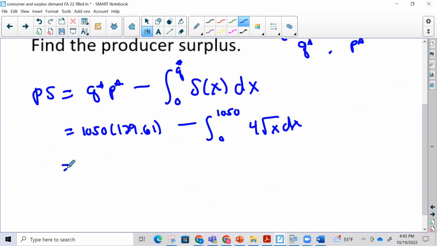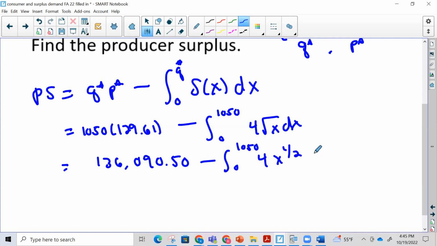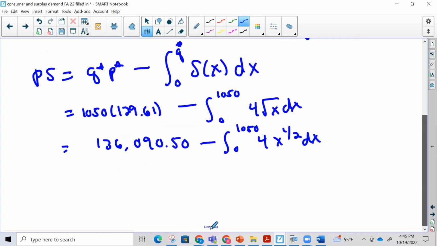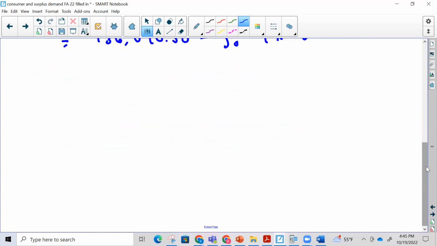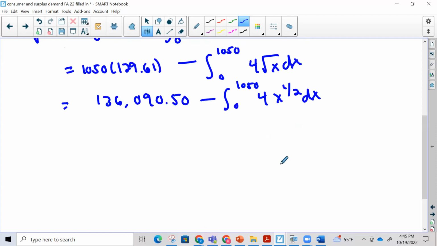So if I just get our area, 1050 times 129.61 gives us $136,090.50. And then we have to take this integral. So to take this integral, I'm going to make it 4x to the 1/2 dx. And again, you may want to do this separately from your problem so that you don't have to keep writing this part each time. So let's find the integral first.